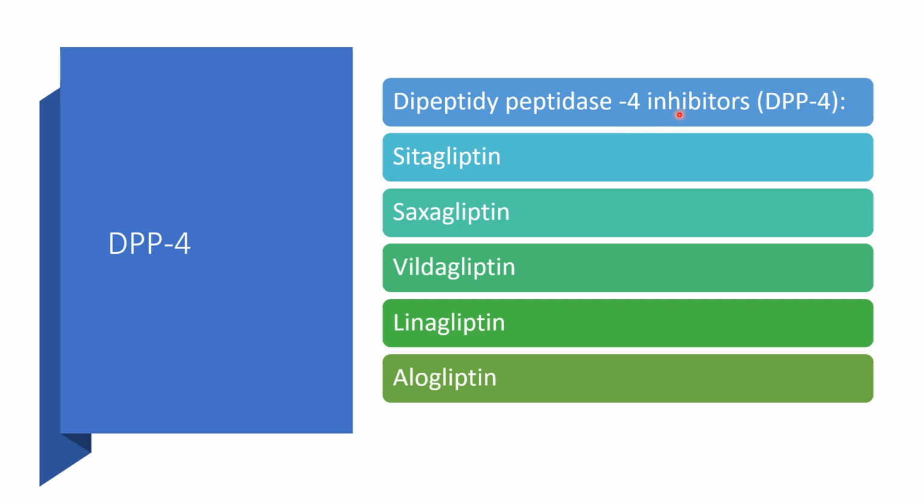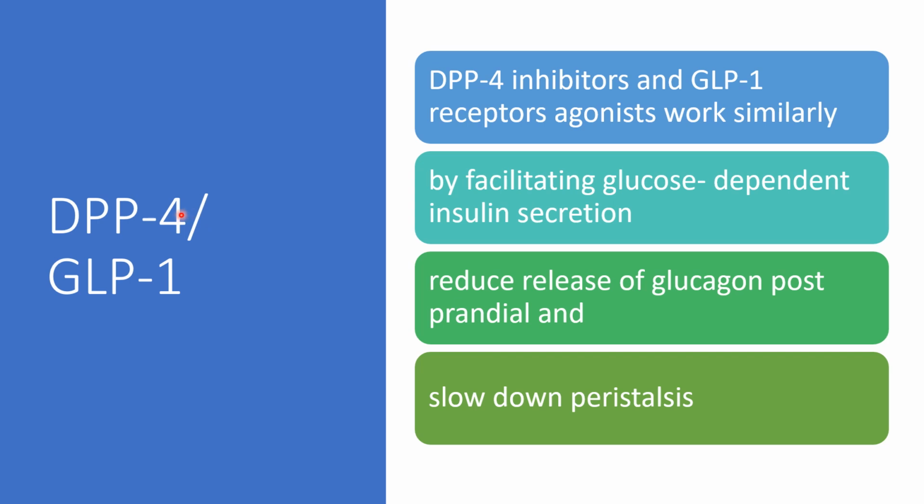DPP4, dipeptidyl peptidase 4 inhibitors. Remember, I alluded to this while talking about GLP-1, right? The examples there will be sitagliptin, saxagliptin, vildagliptin, linagliptin, alogliptin. So the gliptin family. Now, DPP4 and GLP-1. DPP4 inhibitors and GLP-1 receptor agonists work similarly. Remember, I've just stated it, that these inhibitors will prevent the metabolism of GLP-1. So they facilitate glucose-dependent insulin secretion, they reduce glucagon production postprandial, and they slow down peristalsis.